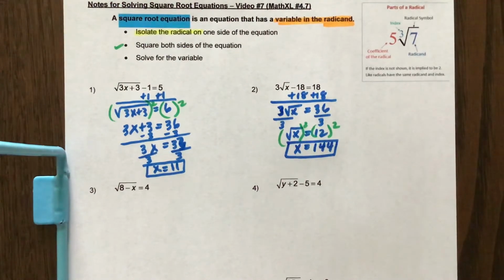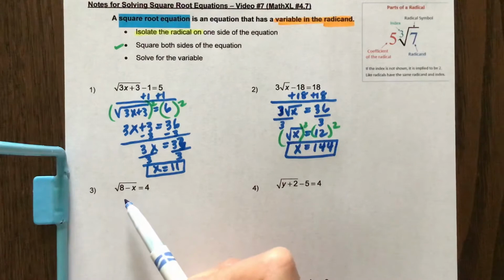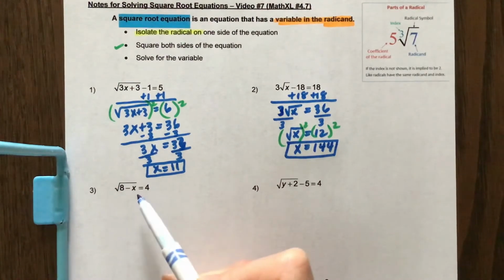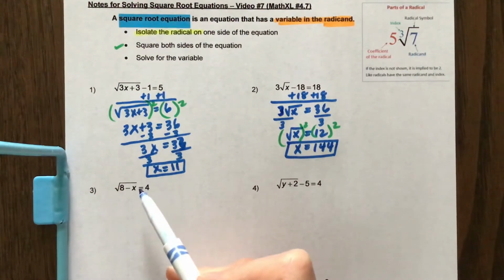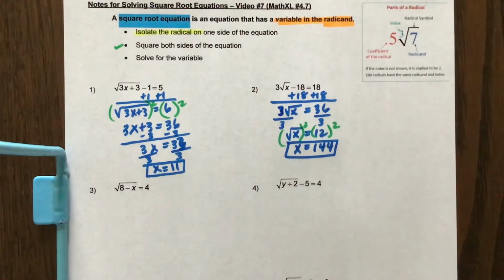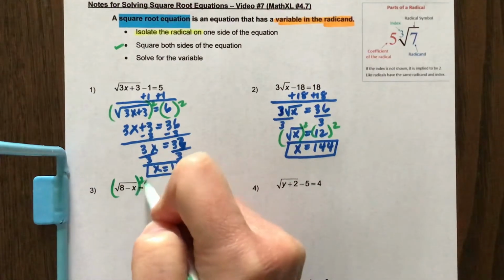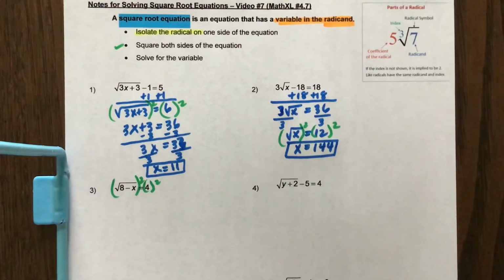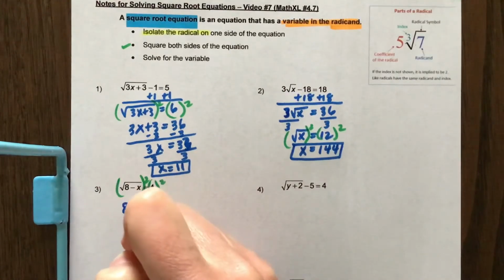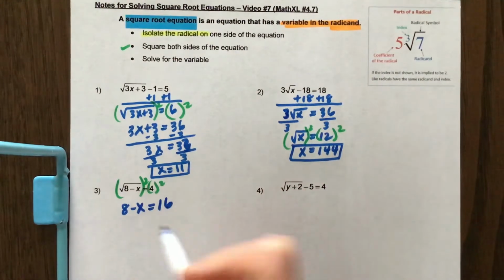Taking a look at number 3, you'll note that the square root symbol is already isolated. There's nothing being added or subtracted, nothing being multiplied to it. So the only thing we have to do is square both sides. If we square both sides, that's going to lift off that radical. So now we've just have 8 minus x, and 4 squared is 16.